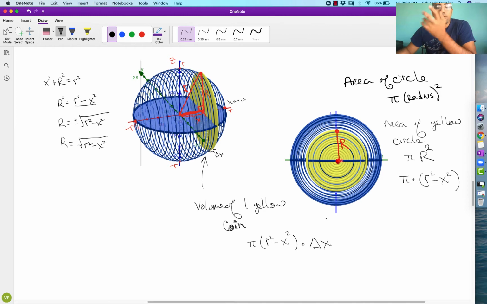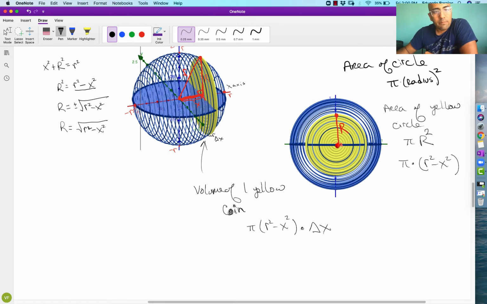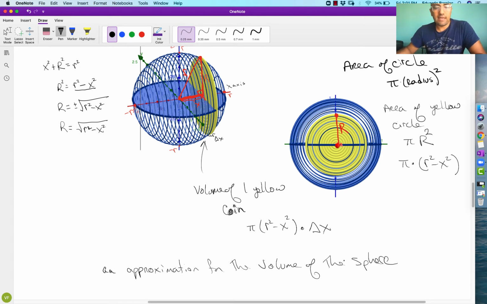Good. Okay, so then if we wanted to do a pretty good approximation of the volume of this sphere, what we want to do is chop up this whole thing into n equal coins. So I'll say an approximation for the volume of the sphere will come if we do n equal slices.